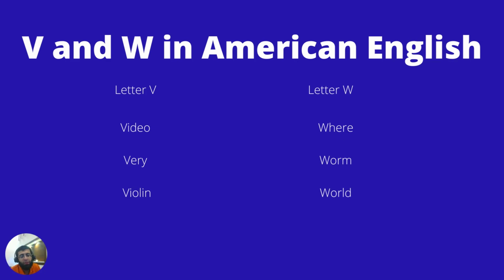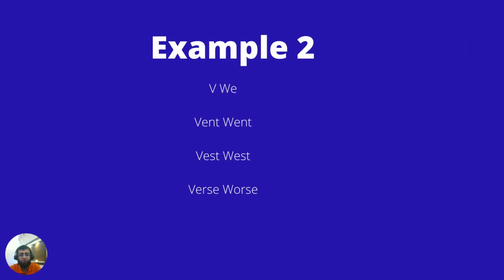Now, if we start with the letter V here: V, video, very, violin. Letter W: wah, where, worm, wah, world. And we got a couple of examples here.